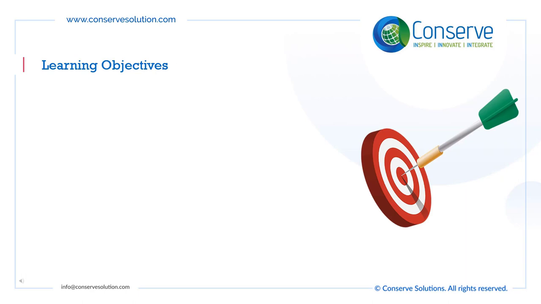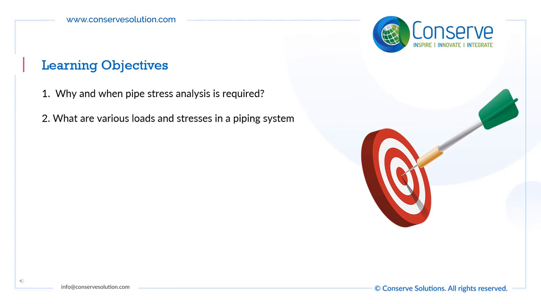We have three main learning objectives for the webinar today. At the end of this webinar, you will have understanding of number one, why and when stress analysis is required in a piping system. That is, when you have to do a stress analysis in the piping system and when you can exclude stress analysis in piping system. So this is the first objective. And number two, you will understand what are the various loads and stresses acting on a piping system. And finally, you'll understand the governing codes associated with stress analysis of piping system.